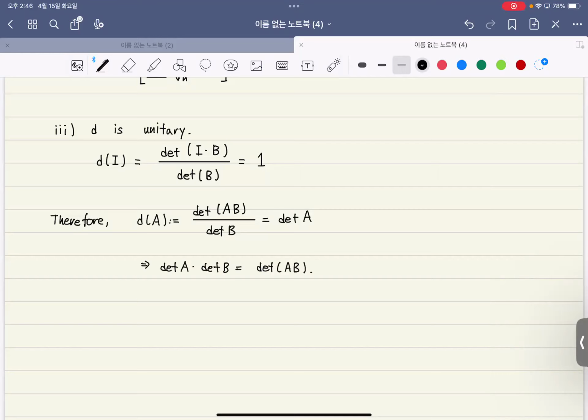Now, the question is, what if my matrix B is a singular matrix? So let us also consider that case. What if B is a singular matrix?